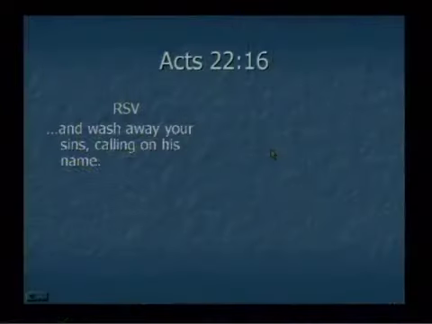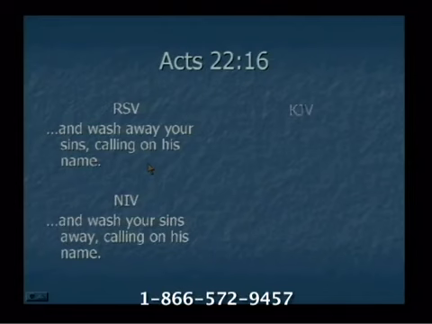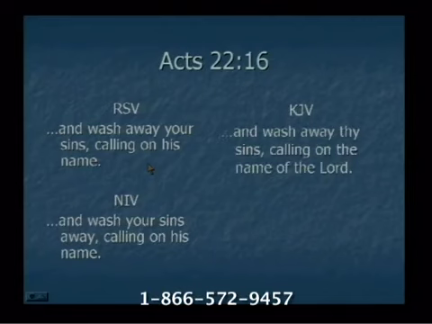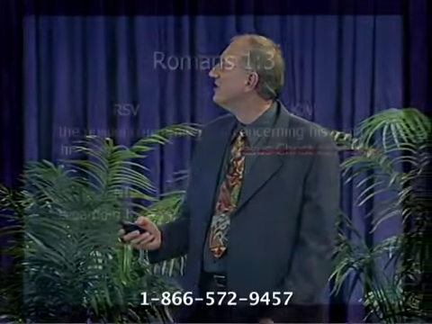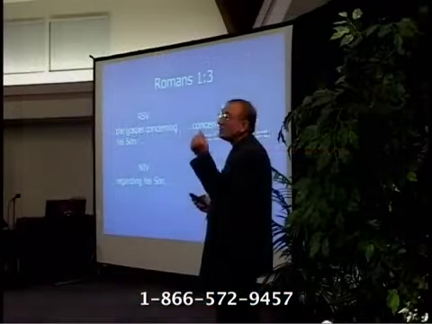Acts 22:16. And wash away your sins calling on his name. NIV: and wash your sins away calling on his name. And wash away the sins calling on the name of the Lord. Just one of those where they've removed him. The gospel concerning his son Jesus Christ our Lord. Here it could be his son Lucifer. Here it is, the son Jesus Christ our Lord.